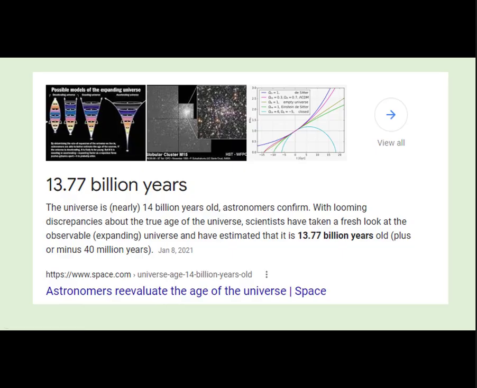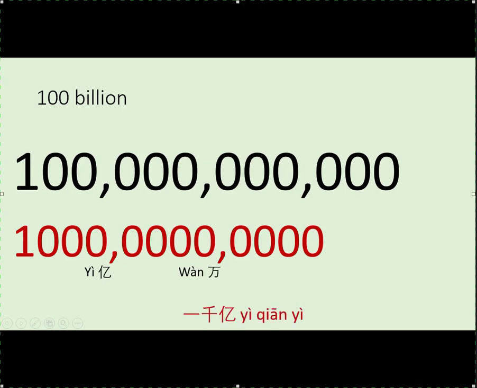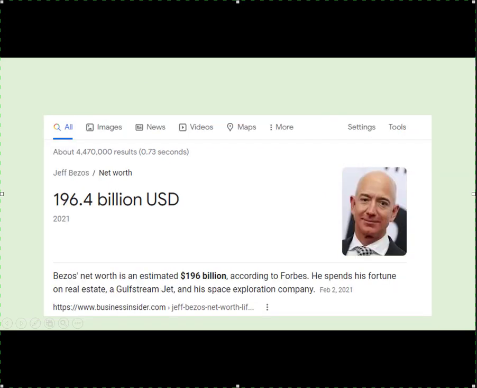How old is the universe? To say 100 billion, we're going to follow the same system we've been. You can see it's 1,000 yi. So how would we say the net worth of Bill Gates? Remember, move the decimal 1 to the right for billions. 1304 亿. 1,304 yi. How would we say the net worth of Jeff Bezos?